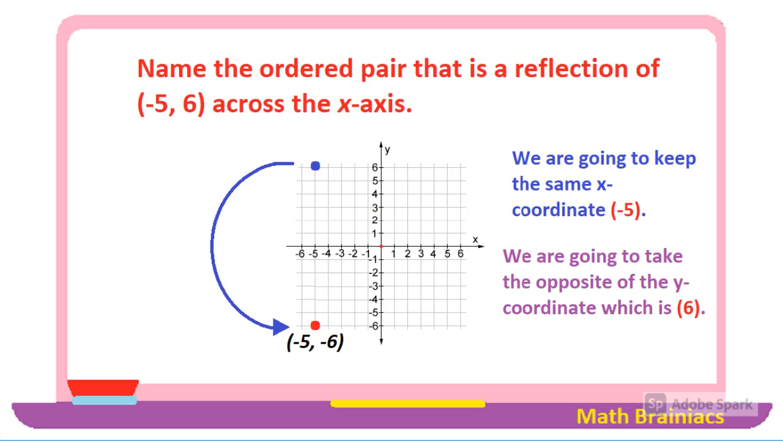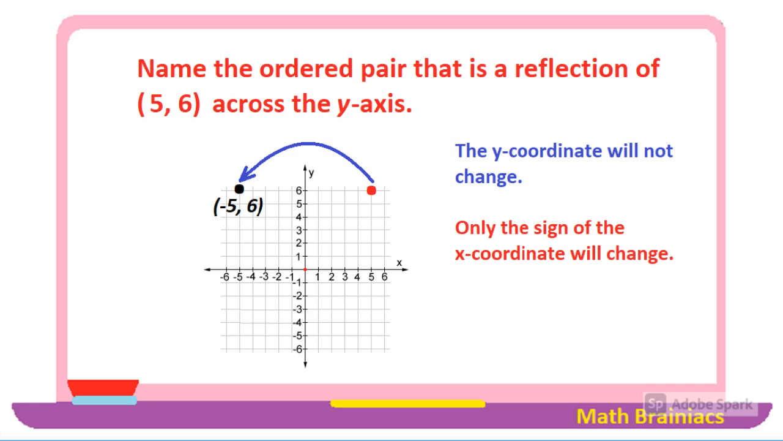Moreover, if we are required to find the reflection of the ordered pair across the x-axis, don't ever change the x-coordinate, but instead, take the opposite of the y-coordinate. Remember that? Likewise, if we are required to find the reflection of the ordered pair across the y-axis, don't change the y-coordinate. We need to take the opposite of the x-coordinate if it is a reflection across the y-axis.